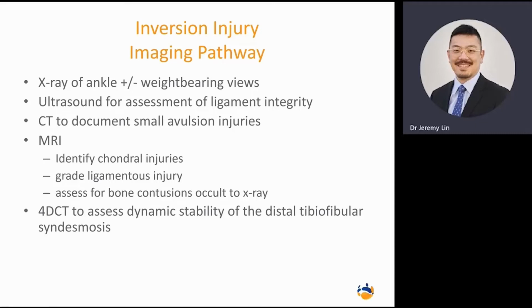Now, X-ray and ultrasound, what they cannot do is tell us whether or not they have injured the cartilage at the same time, which is why, again, MRI remains the best imaging modality to look for all of those things. You'll be able to find the fractures, you'll be able to find the ligamentous injury, you'll be able to grade the injury, and you'll be able to assess the talar dome and the tibial plafond for chondral injuries.